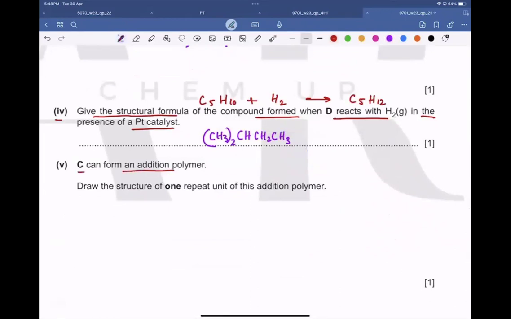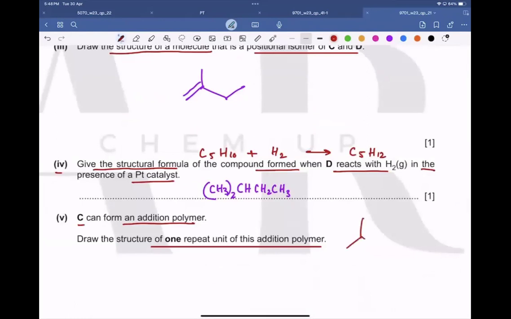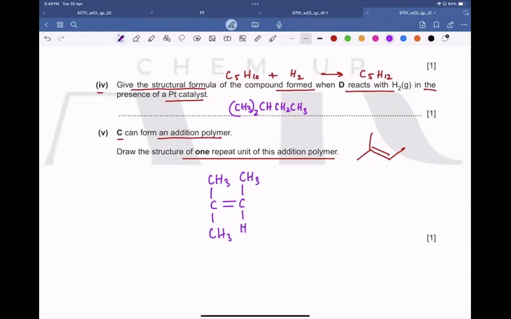Now, C can form an addition polymer. Draw the structure of one repeat unit of the addition polymer. What is C? If you see, C is this, right? If I draw the carbons with the double bond, it would be like this. The carbon on the left of the double bond has two CH3 groups, and the carbon on the right of the double bond has one CH3 group, and over here hydrogen. They ask you to draw one repeat unit of this addition polymer. So the repeat unit must have a single bond. You have to make the empty bonds on both sides. That's it. Now you have the one repeat unit of the addition polymer. Is this clear?